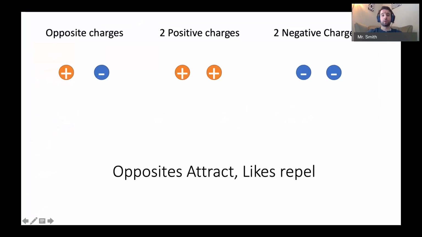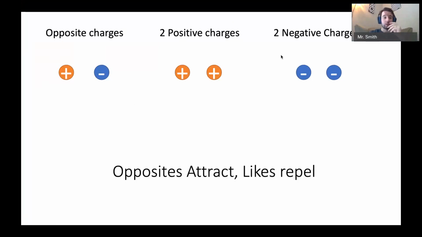Okay, so the first thing I wanted to do is talk about this phrase, opposites attract and likes repel. As you might know, opposite charges would be like a positive charge versus a negative charge. But if they were the same charge, they could either be two positive charges, like what we see here in the middle, or two negative charges. Those would both be considered like charges because they're the same.